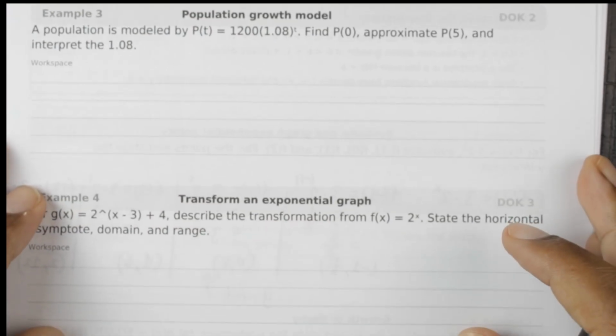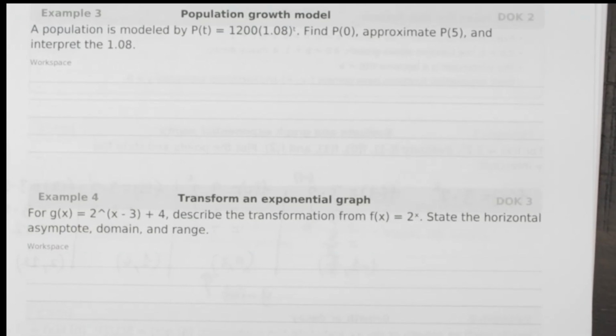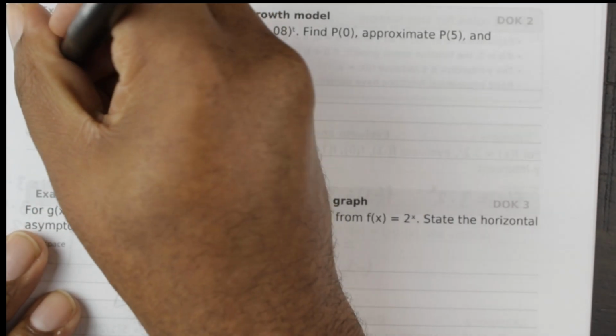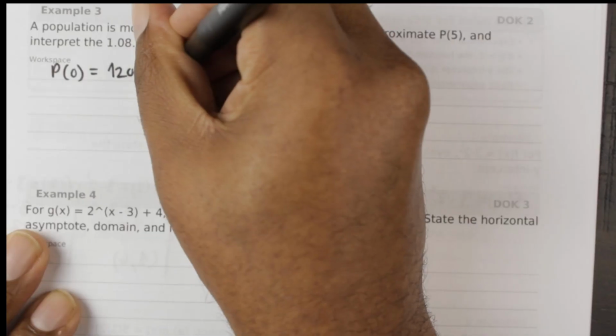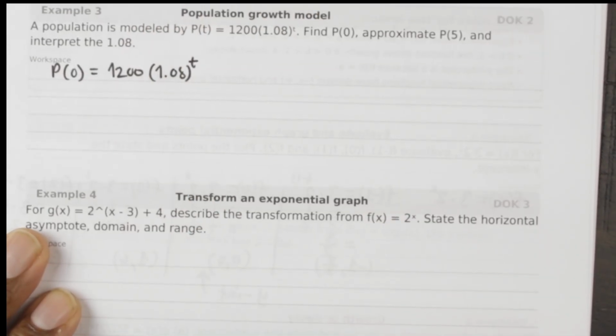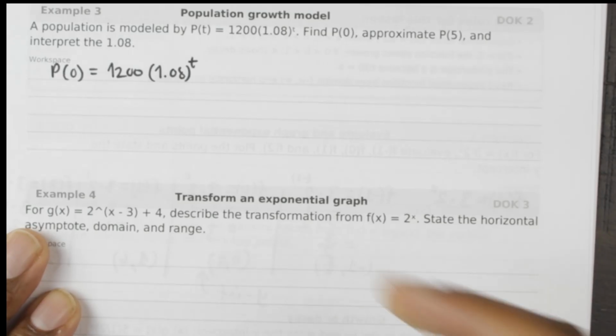Example number 3. A population is modeled by P of t equals 1200 times 1.08 to the t power. Find P of 0, approximate P of 5, and interpret 1.08. First of all, we need to find P of 0. What does that mean? That means substitute t equals 0. So when t is 0, we have 1200 times 1.08 to the 0 power, and that would be 1200.